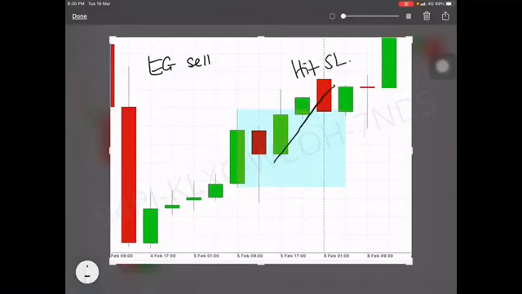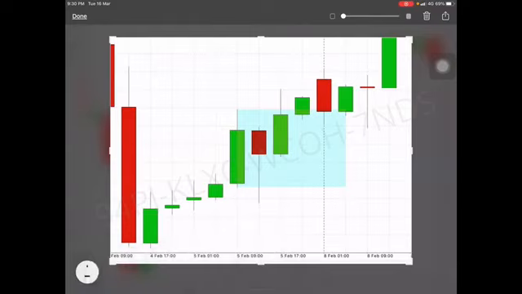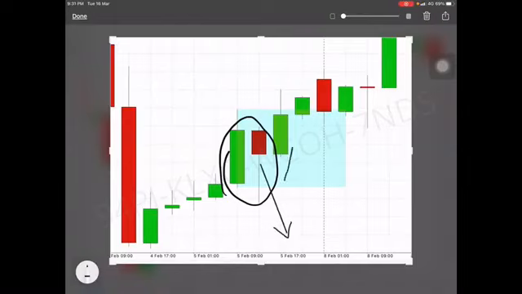So do you understand why this is called a very high risk marking? Can you repeat one more time? Okay, so this is engulfing sell, right? So for engulfing sell, are we looking for buy or sell? Sell. Okay, but look at what happened right here. The price did not go down. So the price actually went up.